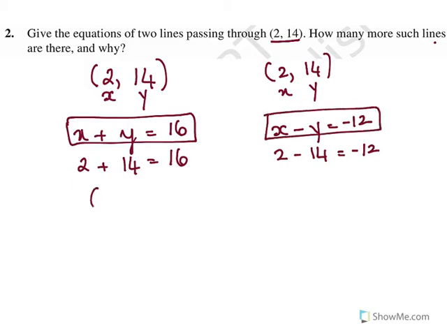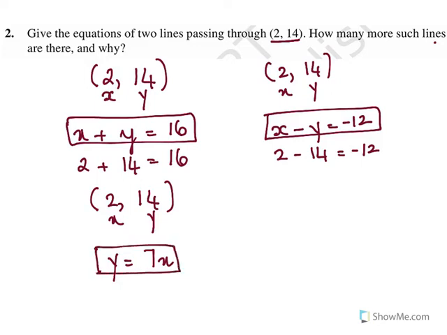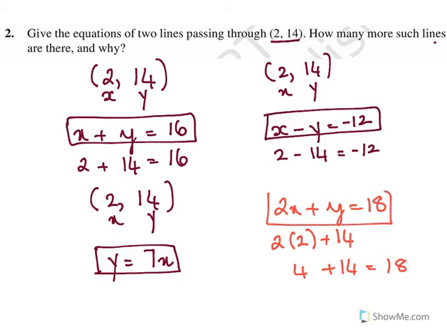You could also, if you observe this very carefully, this is 2 and 14. This is x and this is y. If you notice, y is 7 times x because 7 into 2 is 14. So this could also be a third equation. You can make infinite such equations. Like I would just make another one, say 2x plus y. Your x is 2, your y is 14. So that will be 4 plus 14 and that would be 18. So 2x plus y equal to 18 will be another equation that will pass through this point.